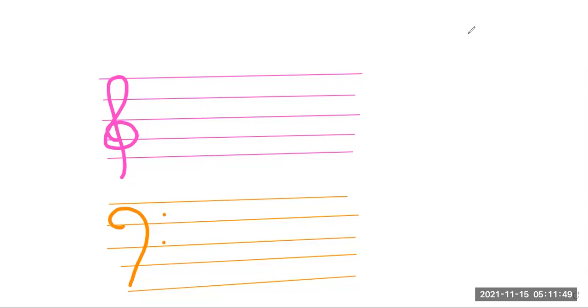Here's the treble clef. All right, so I'm going to show you the notes now. You might be familiar with these ones here.